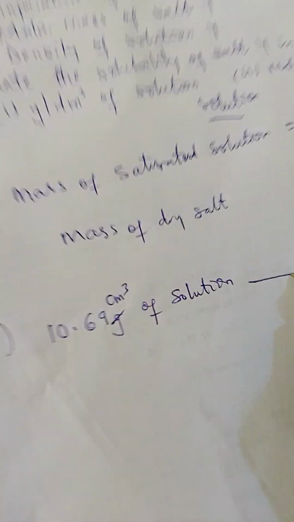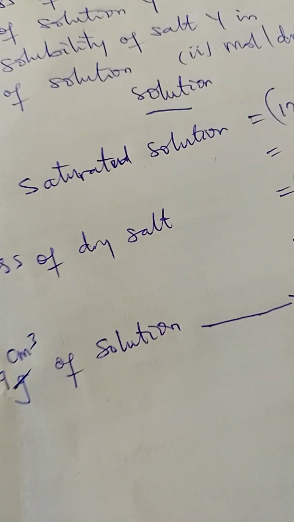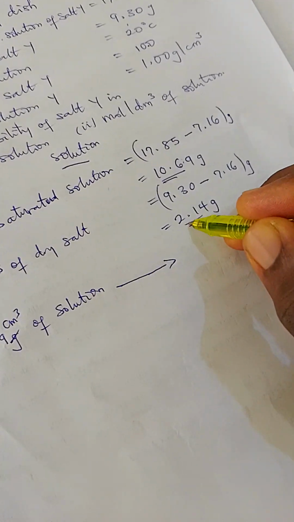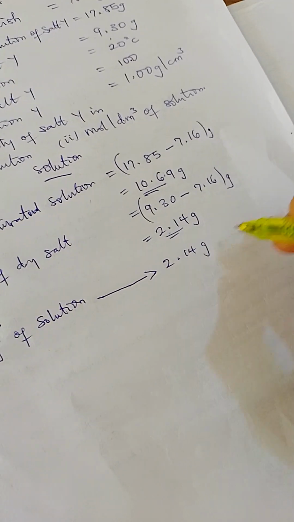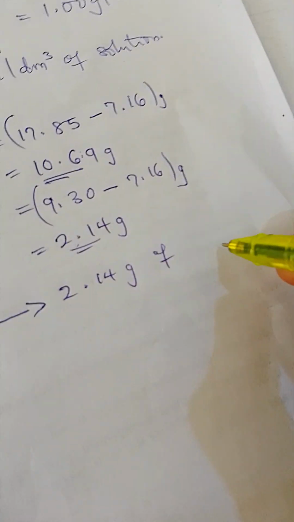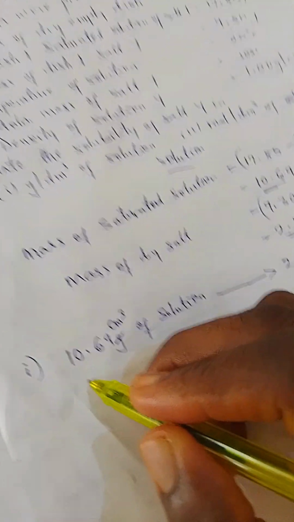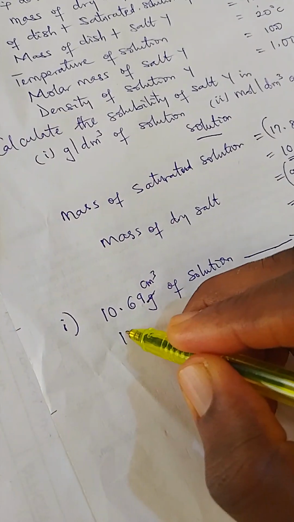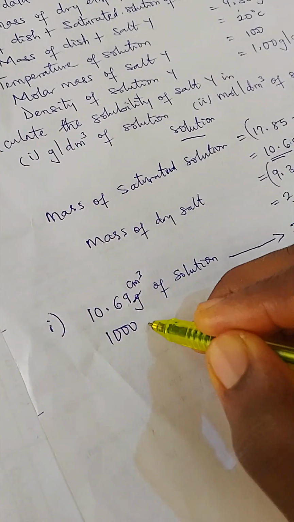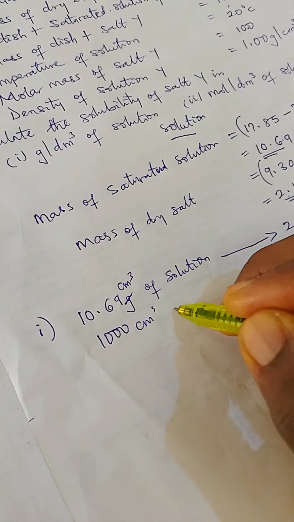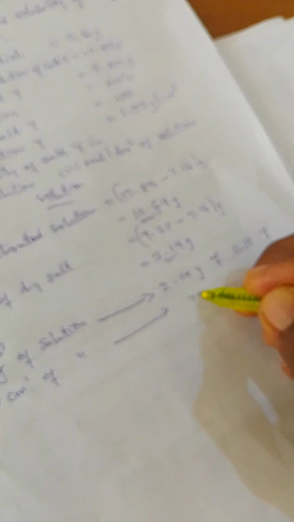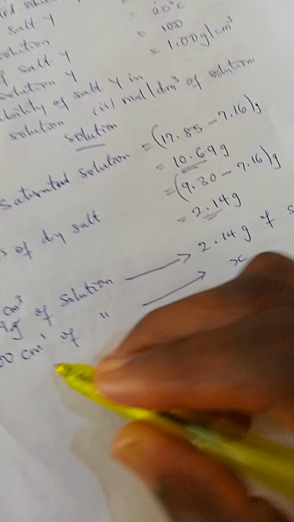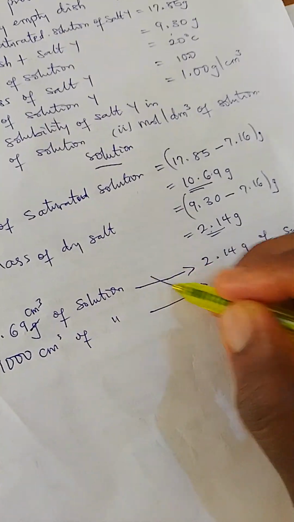All right, and that one dissolves what amount of salt? It dissolves this dry salt, that is 2.14 gram of salt Y. Then relating it to the standard now, which is 1 dm cube, that is 1000 cm cube of this solution, we dissolve what? That's the unknown that we are looking for, because it is gram per dm cube.